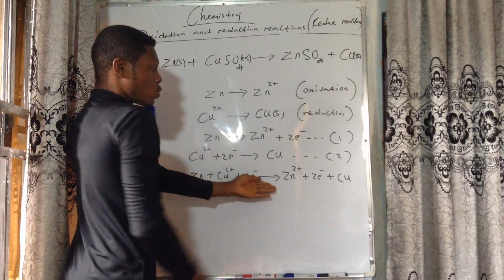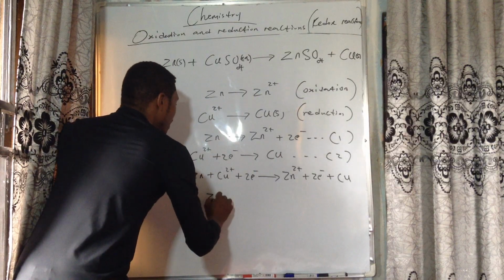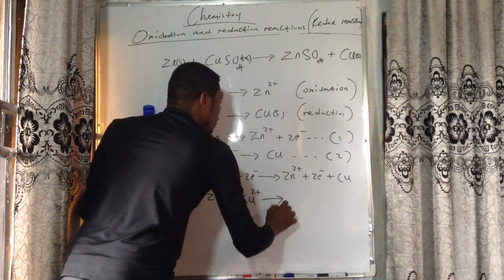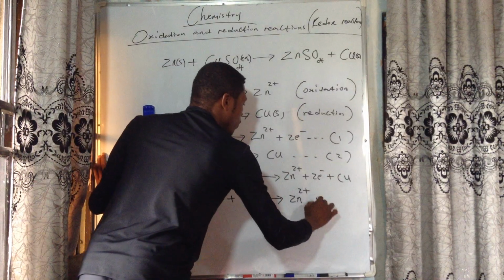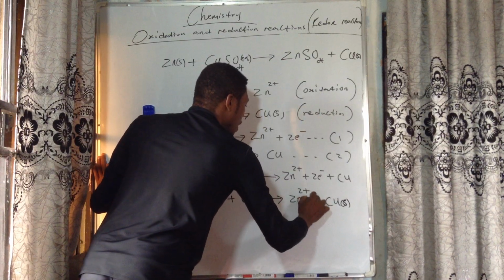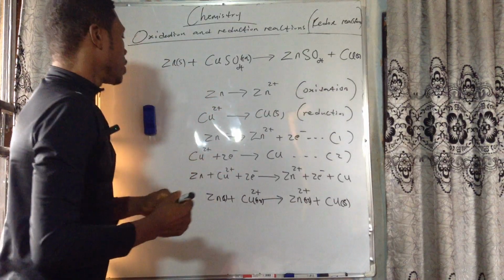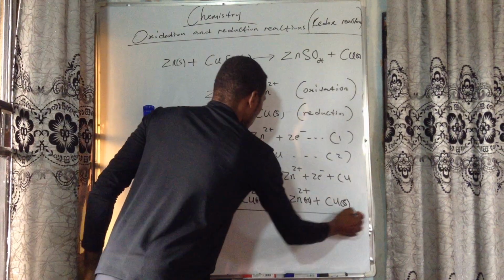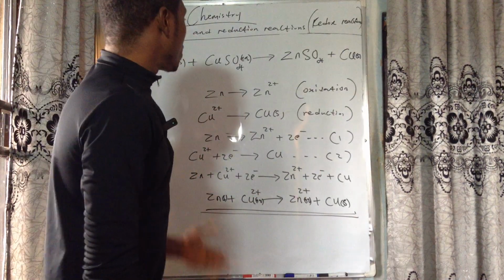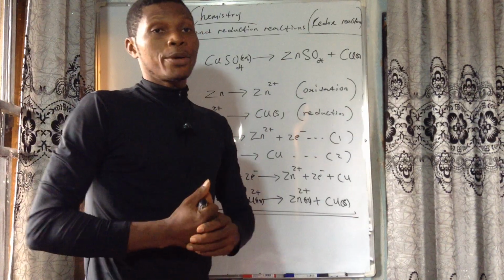So this is an equation, and this is the sign of equation in chemistry. We now write the overall or net equation as Zn plus Cu2+, giving us Zn2+ plus Cu. This is the net ionic equation. This is aqueous, this is solid. This is how we do it. In my next video, I will give you a more complex one to do, the one that involves a polyatomic ion.